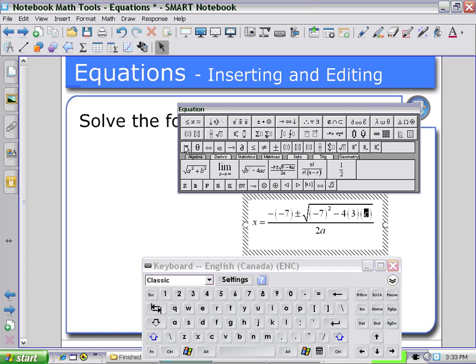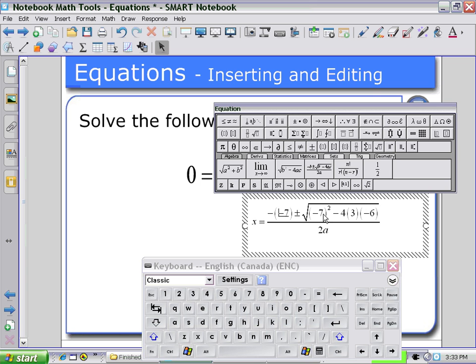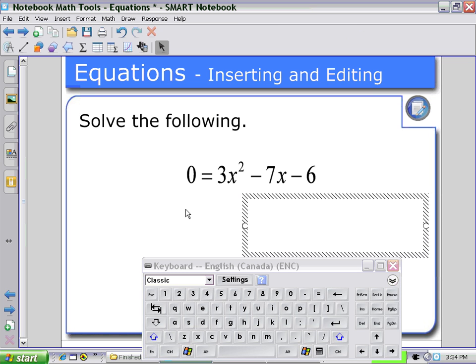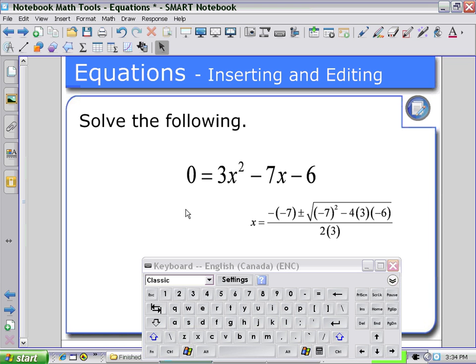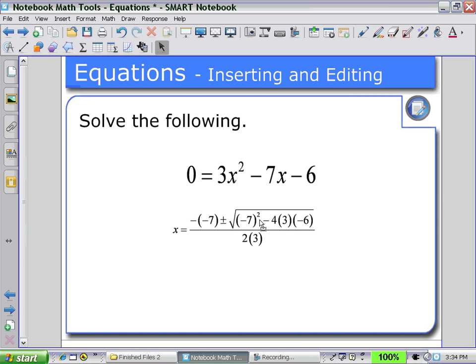Again, using brackets to substitute in -6, and finally for our last value a, requires a bit of practice, and substitute in 3 for a. So here we have our quadratic formula now with values substituted, so students can see how to solve for the roots.